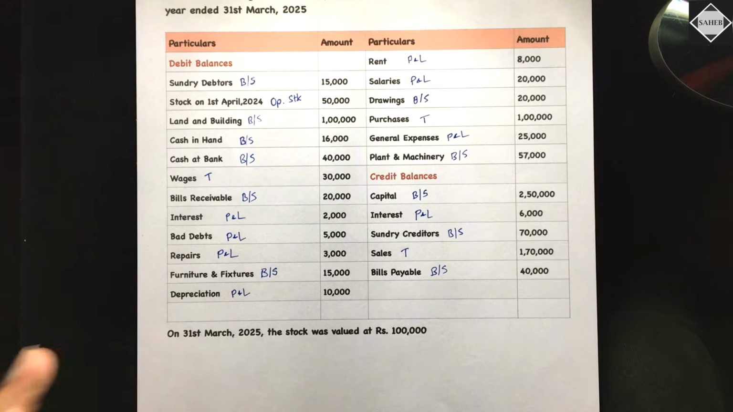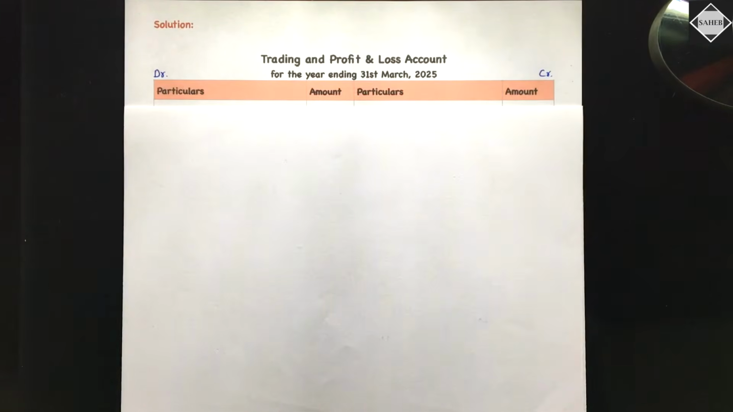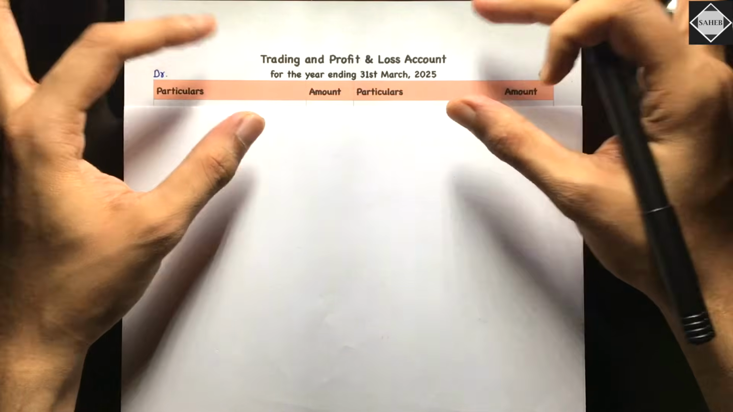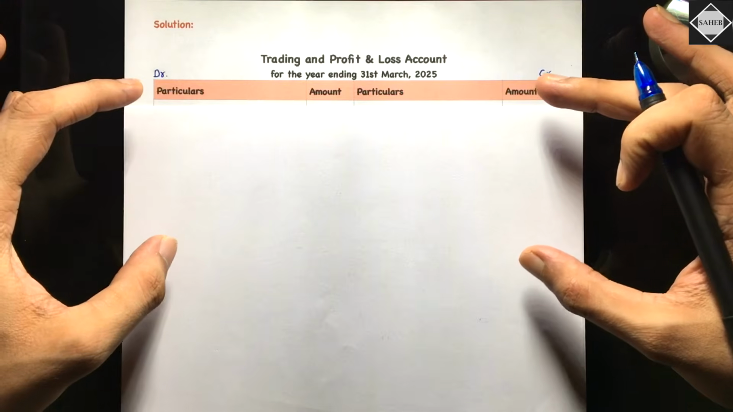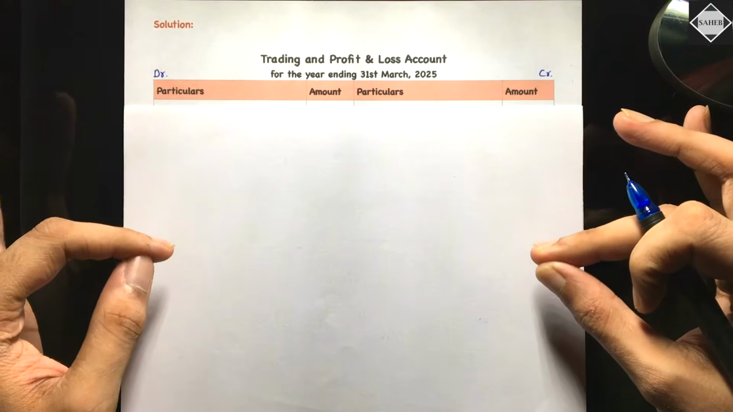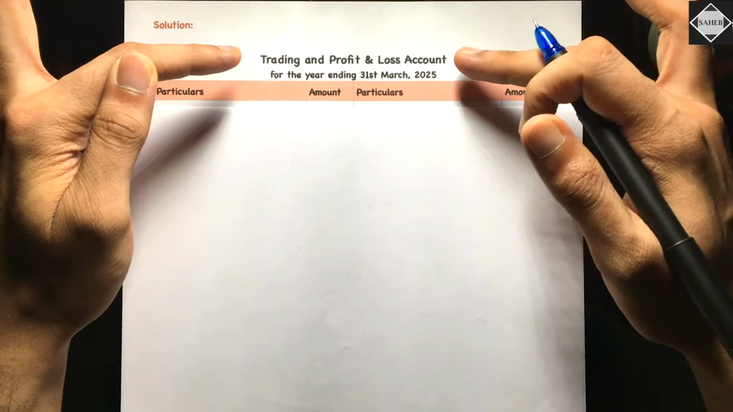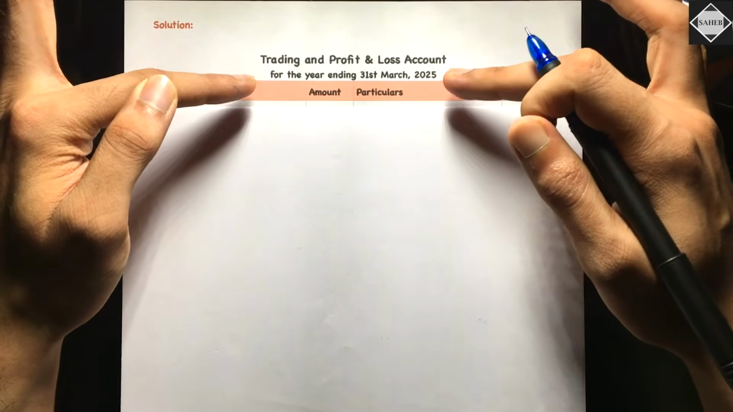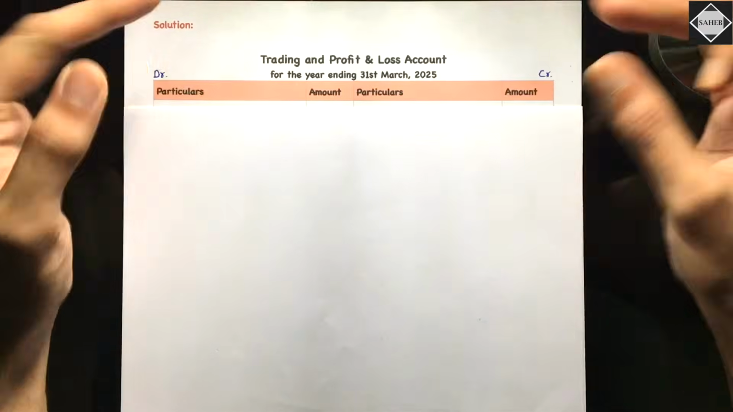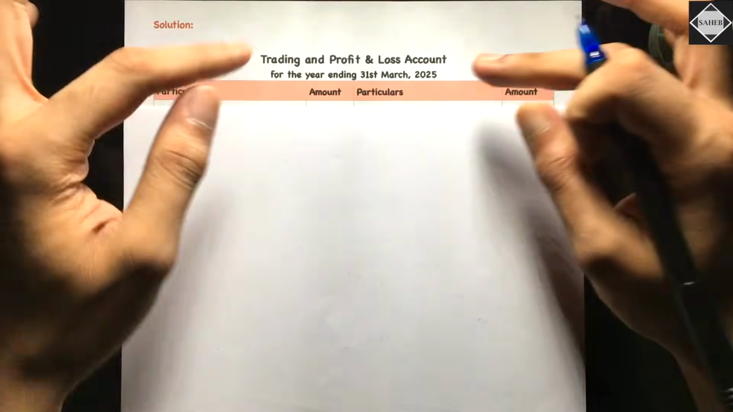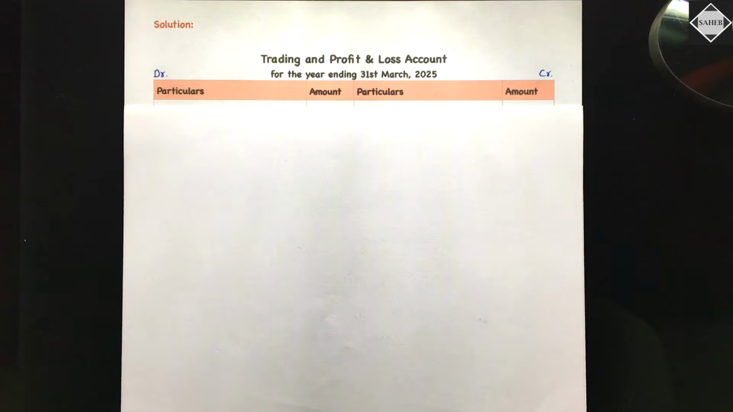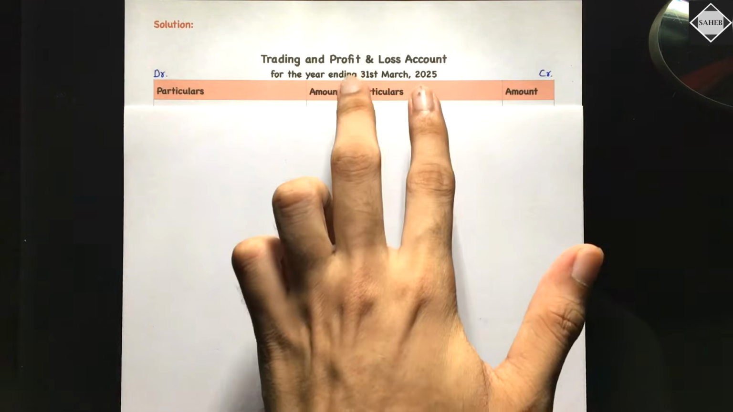Right. So now let's just see the solution of this. Now see here we have the solution. It's really simple. How do we do this? We prepare trading account and profit and loss account together only. First trading account and then where it finishes off, from there only we'll start profit and loss account. So the heading should be trading and profit and loss account. And then you have to write the description properly for the year ending. The income statement is always for the accounting period. For which period? You have to look into the question. It's 31st March 2025, the year which ended on this, right?